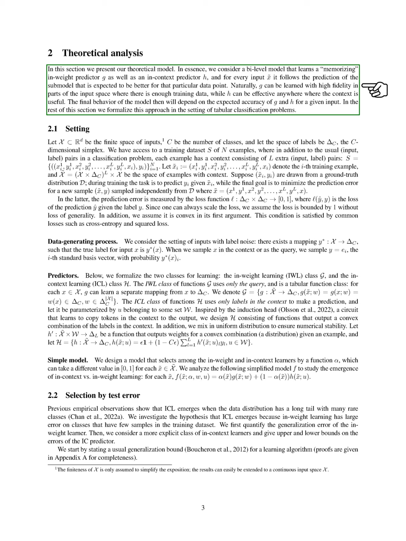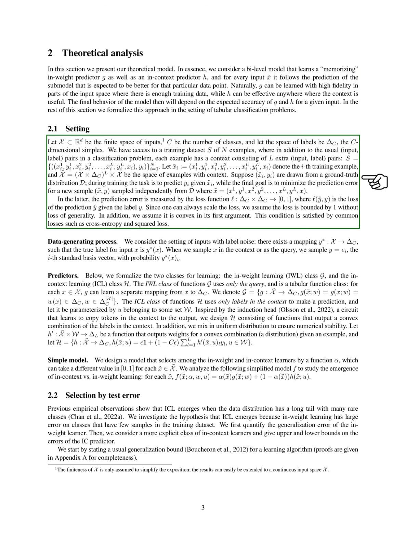In our setting, we define a finite input space X and let C represent the number of classes. The labels are represented in a C-dimensional simplex. We have a training dataset S consisting of n examples, where each example includes a context made up of L additional input label pairs. Each training example is denoted as a combination of these pairs along with the main input and its label.